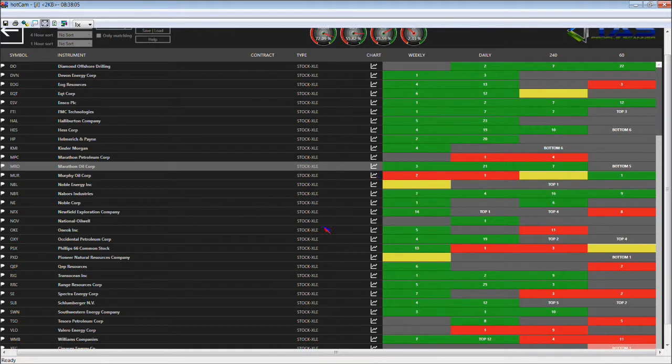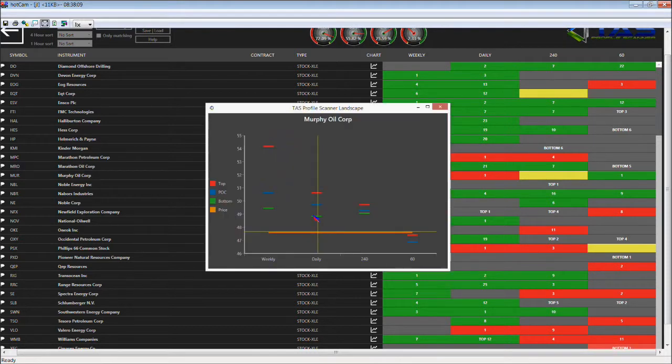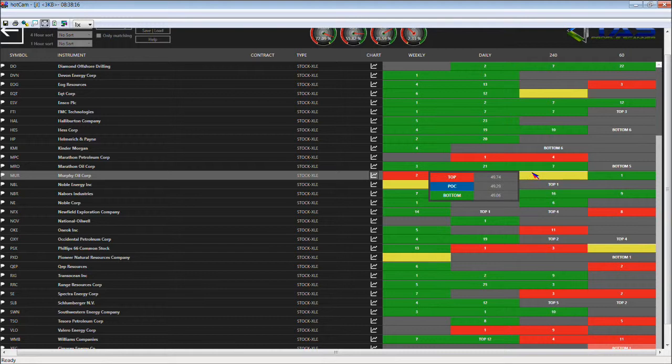Let's pull up our landscape view. This is the price. These are the latest profiles. We actually got a new box attempting to appear on Murphy Oil, but I would ignore that because this takes precedence over anything going on there.